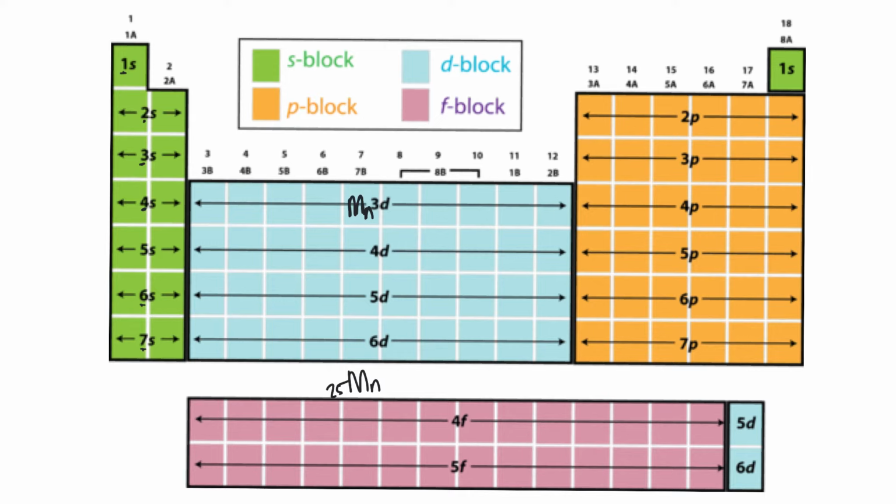But as long as you follow this process of reading the periodic table left to right, next row, left to right, next row, left to right, you'll most likely get this right, as long as you just follow the rules here.